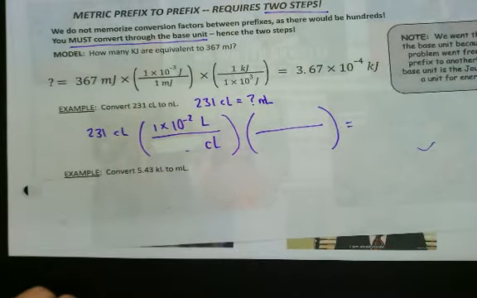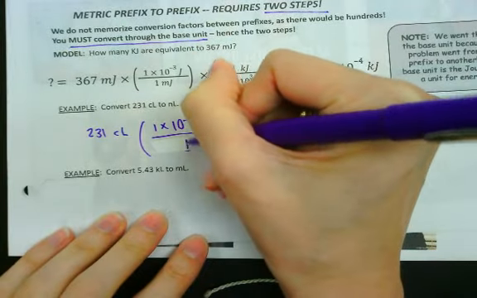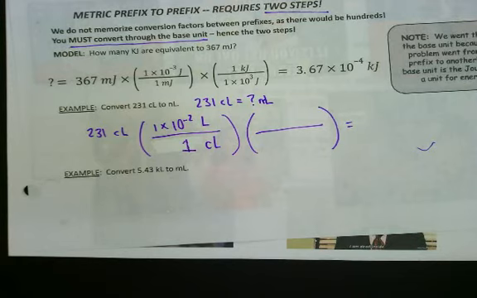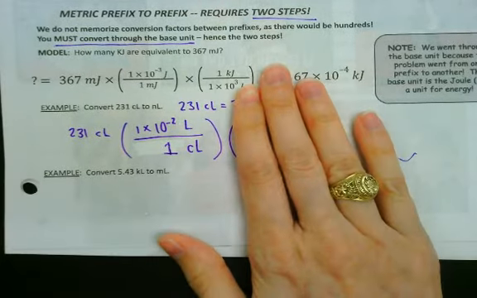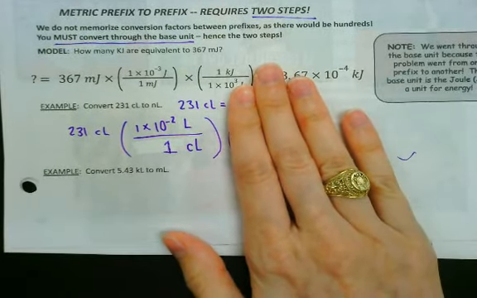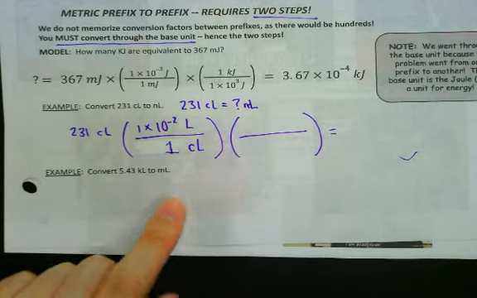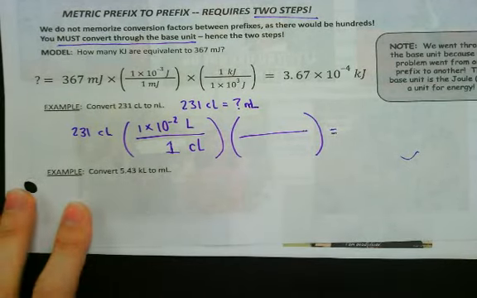And what number gets to go with our prefix? 1. 1 always goes with our prefix. Okay? So there's our first step. If I stopped right here and solved this, what unit would I be in, y'all? Liters. Yeah, but we don't want to go to liters. We want to go to nanoliters. So we are going to do that second step.